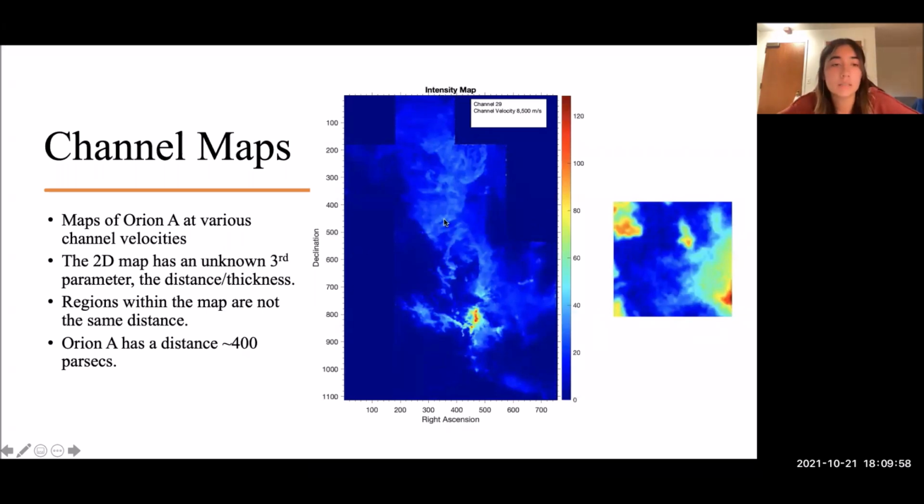So to discuss these channel maps, basically they are maps of Orion A at various channel velocities. For example, this one is at 8,500 meters per second. This is a 2D map. We know the right ascension and the declination. However, there is an unknown third parameter, which is the distance. Just to note, the different regions on this map are not at the same distance, although we do know that overall Orion A is about 400 parsecs away from us.